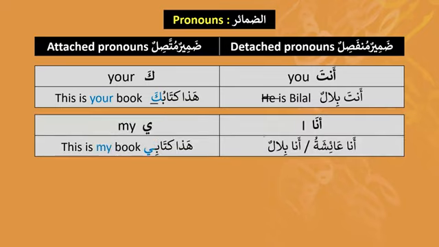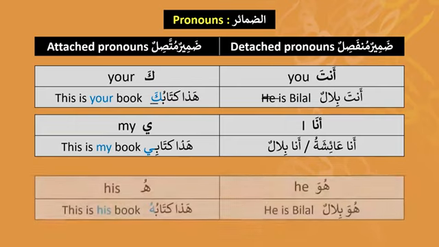Similarly, we have learned about ana. For example, ana Aishatu or ana Bilalun. And when you want to say that something belongs to you, for example, my, you will say hada kitabi, this is my book. And similarly, we have learned about anti, and after anti we say hada kitabuki. So when we use ki with kasra, that becomes your for the feminine.